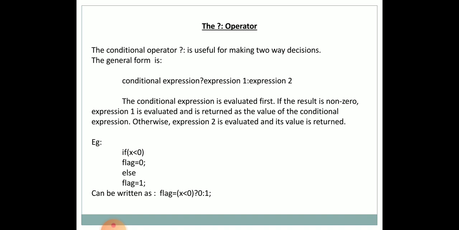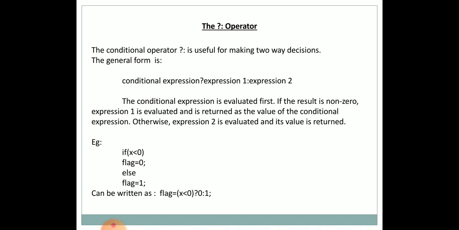This is perhaps an unusual operator. It is usually used for making two-way decisions. It is a combination of a question mark and a colon. This operator takes three operands. So, this can also be said as a ternary operator as it takes three operands for evaluation. This operator is popularly known as conditional operator.